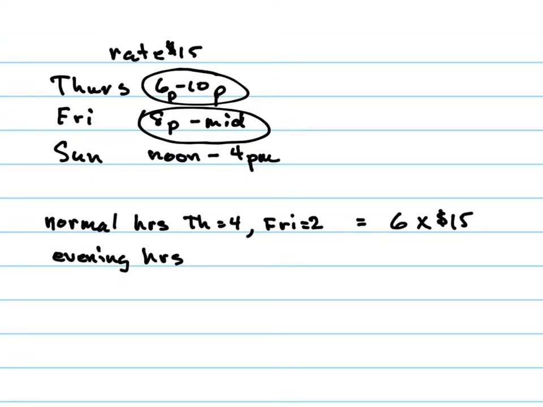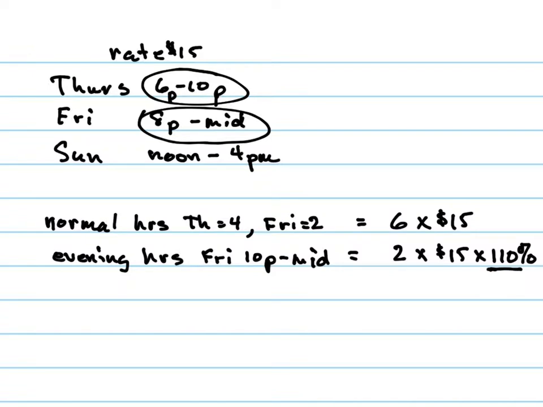On Friday, he worked from 10 p.m. to midnight. So he's not going to get that after midnight rate, but he's going to get 2 hours times his normal rate of $15 times 110%, because he's getting his normal salary plus 10%. So that's an increase of 10%. So it gives you that multiplier of 110%.